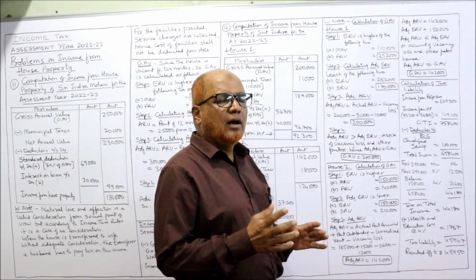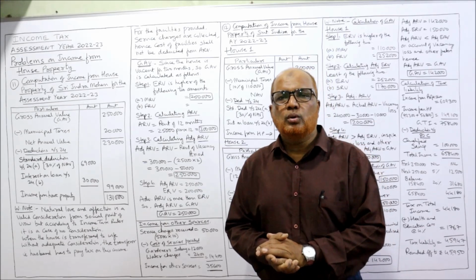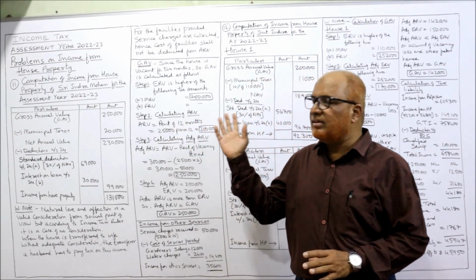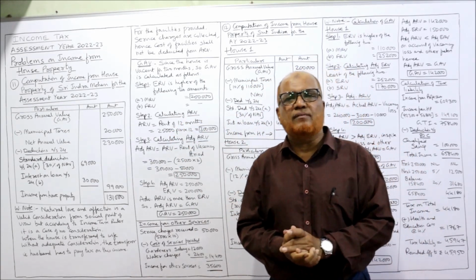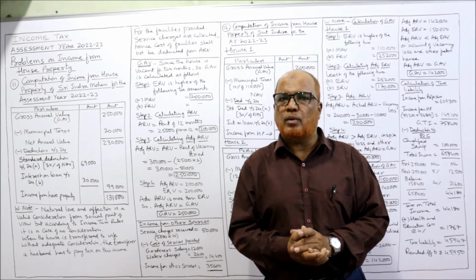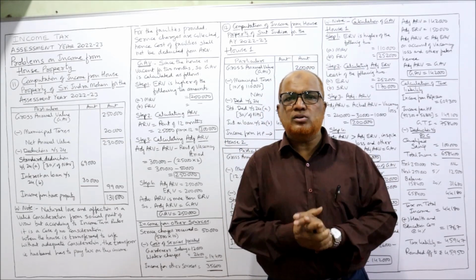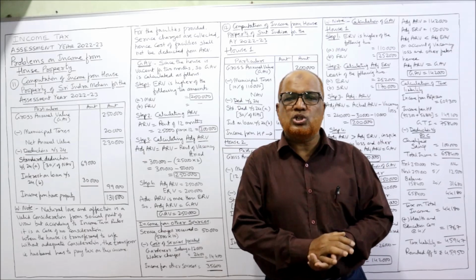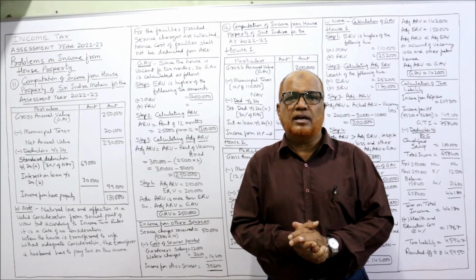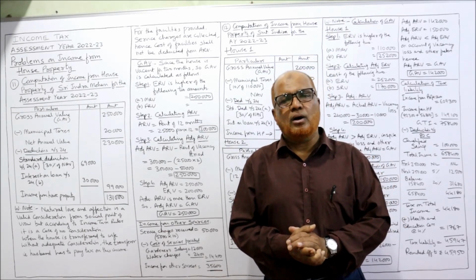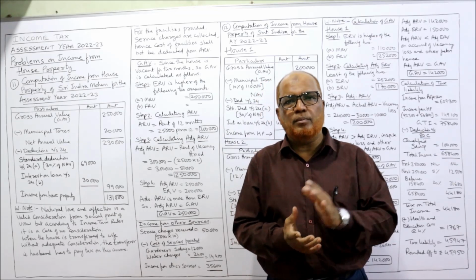That's it. So in this video, two problems I've explained, that is the 11th and 12th. Totally 12 problems I've explained on income from house property. So if you're watching all the videos, definitely you are in a position right now to attempt any problem on income from house property. Inshallah, we'll continue the next problem in the next video.